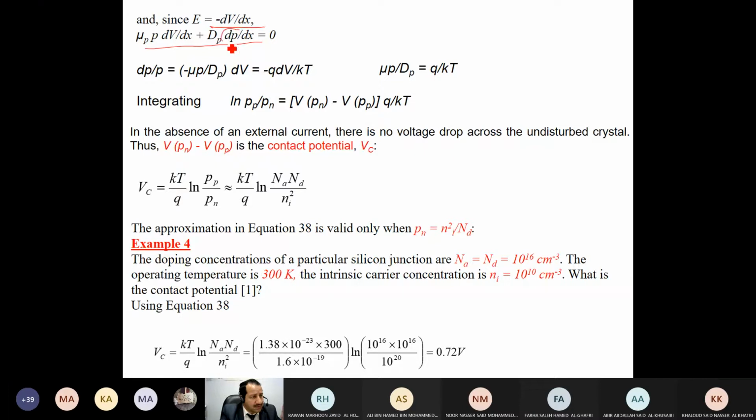Now I will take the ln of p over n, make it the subject of the equation, and move the other elements to the right hand side. Let's define this part to be kT over q. Then we have this formula. What does this formula tell me? It tells me that ln of p positive over p negative will equal the voltage on the P side relative to the N side, the terminal.